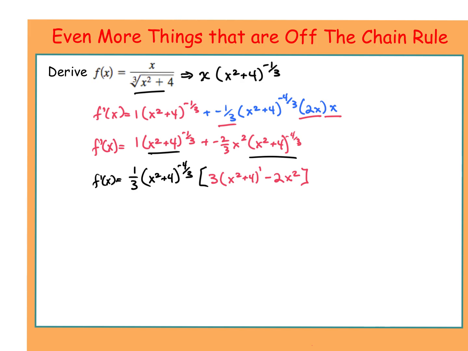So now what are we distributing? A 3. So now I have 3x squared plus 12. And then I still have minus 2x squared. All right. So now let's talk about who gets to stay up top.